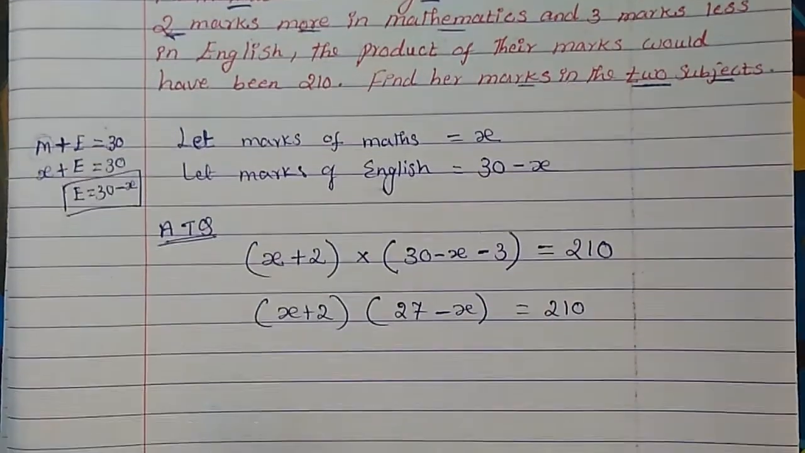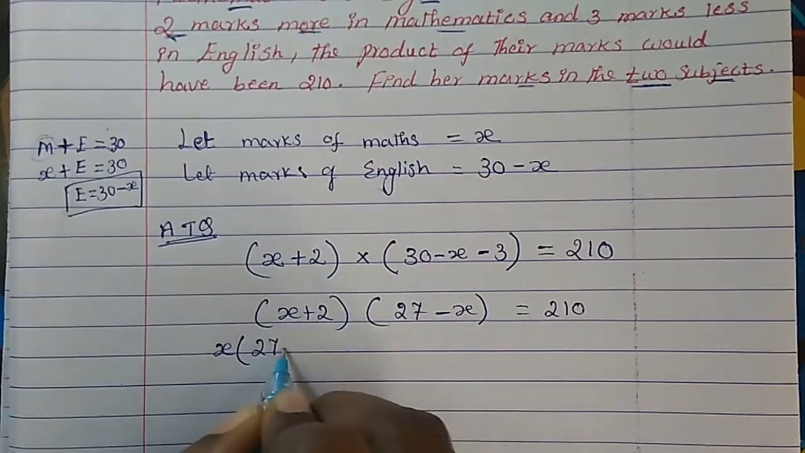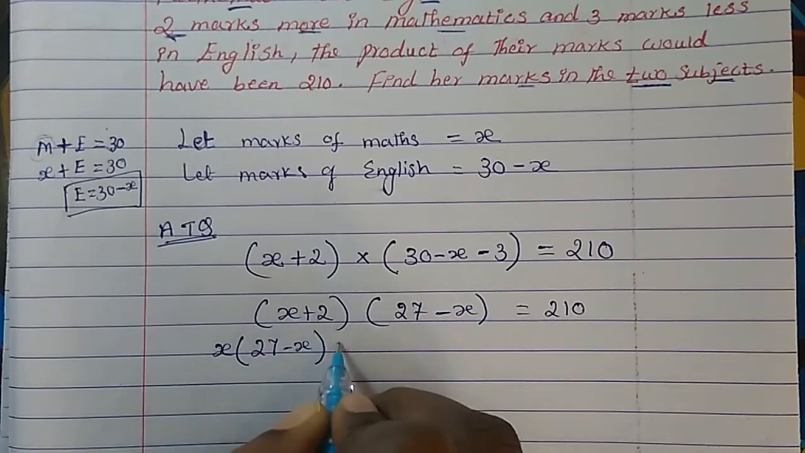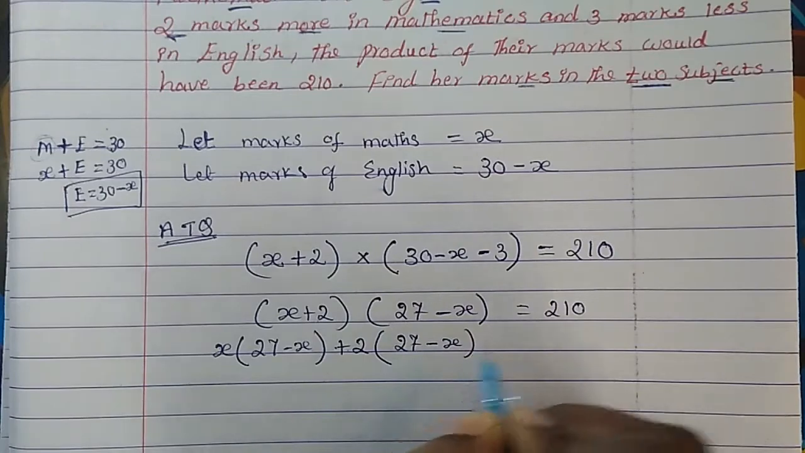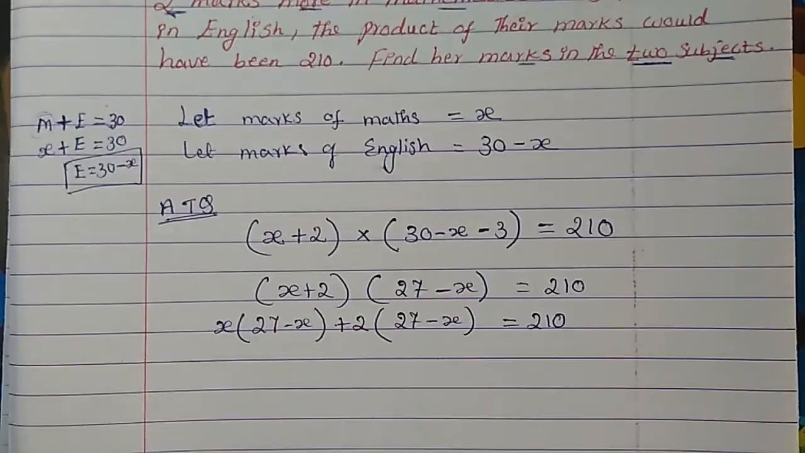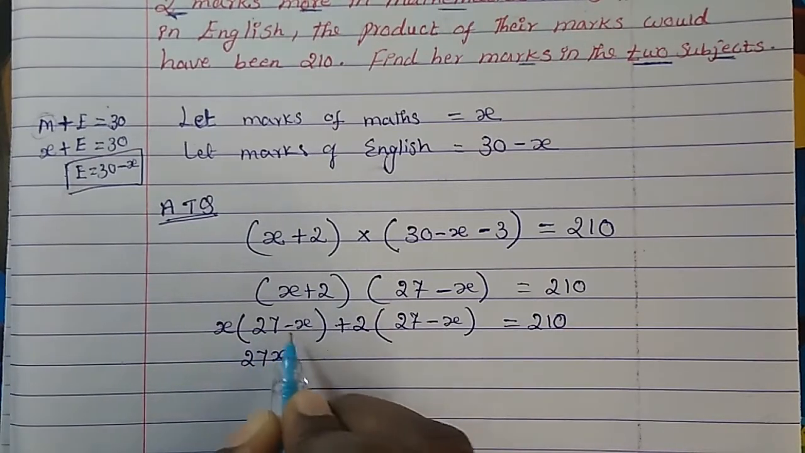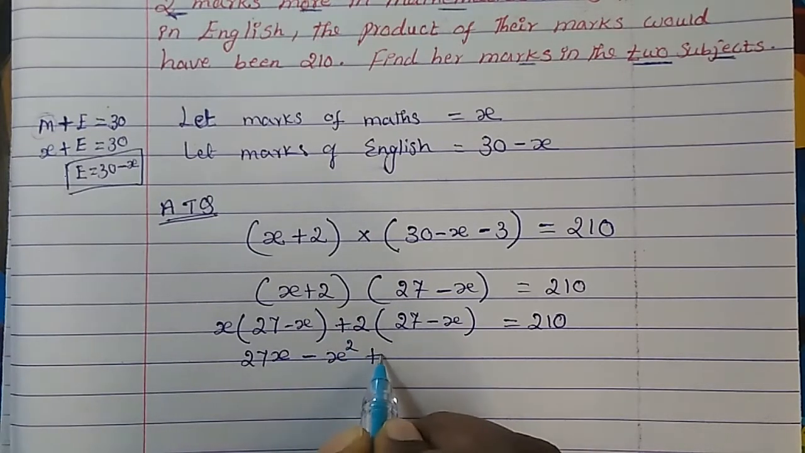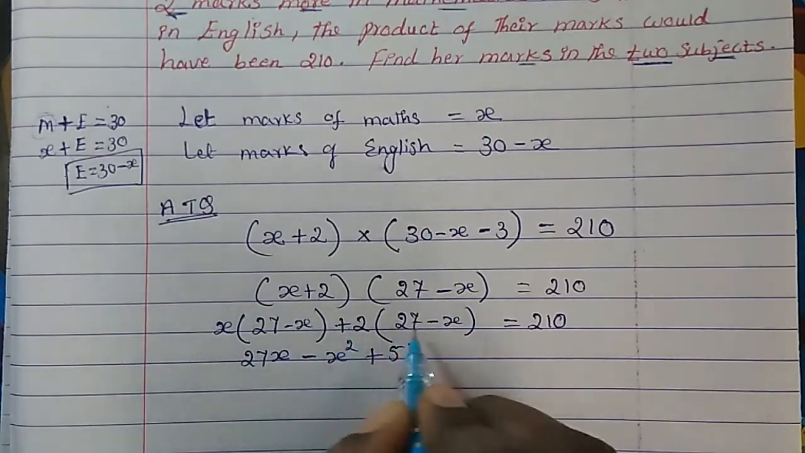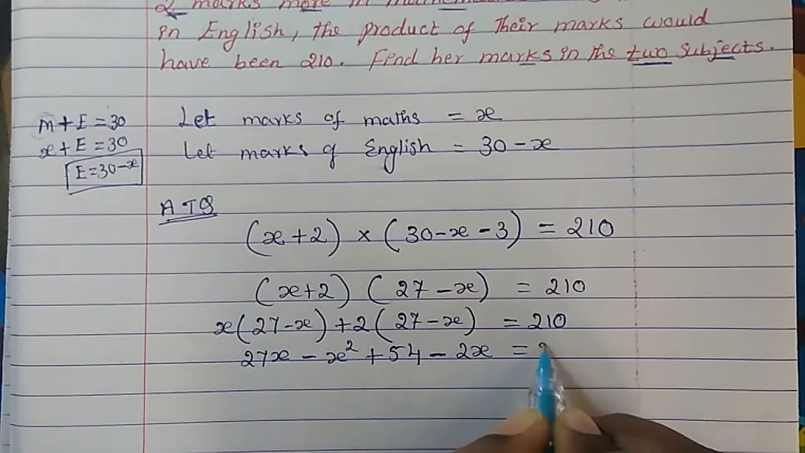Now let's solve. There are two brackets, so how will we solve? With x, we will multiply this whole thing, and here plus 2 is left, then multiply the whole thing. This is how we solve the binomial. Now you multiply. This will give us 27x minus x into x, x squared. We have plus here, 2 into 27 is 54. Then plus into minus, minus, 2 into x will give us 2x, equal to 210.